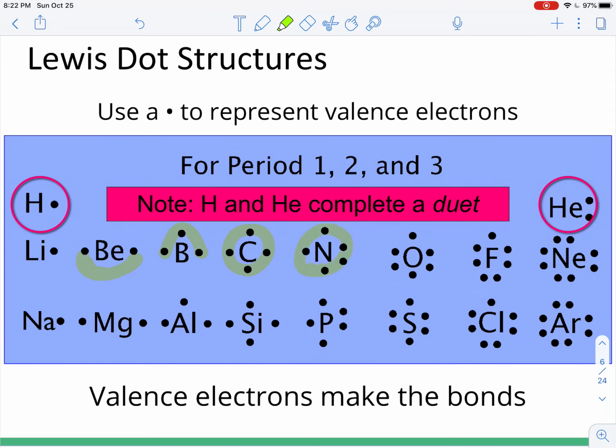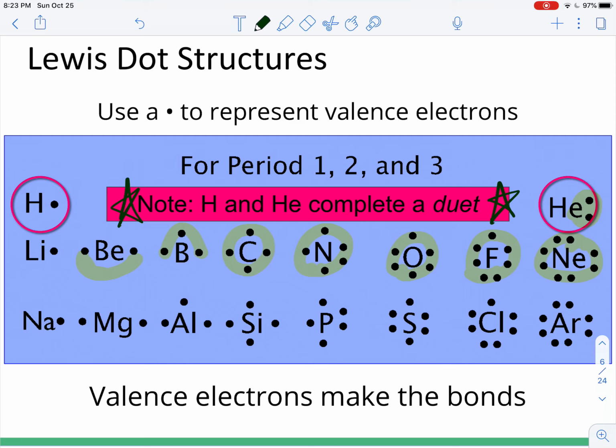So there's 4, here's 5, here's 6, 7, and then 8 for the noble gases, with the exception of helium. Remember, helium is a noble gas, so it is stable, but here we actually do draw the dots on the same side, just to show that helium doesn't necessarily want 8 electrons. It's happy with 2 because that fills its shell.